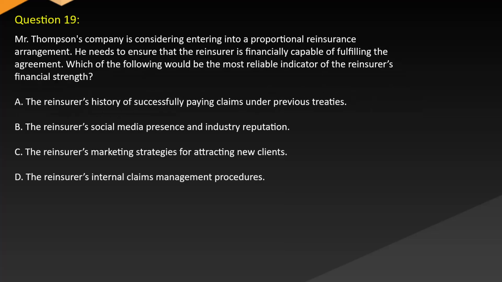Question 19. Mr. Thompson's company is considering entering into a proportional reinsurance arrangement. He needs to ensure that the reinsurer is financially capable of fulfilling the agreement. Which of the following would be the most reliable indicator of the reinsurer's financial strength? A. The reinsurer's history of successfully paying claims under previous treaties. B. The reinsurer's social media presence and industry reputation. C. The reinsurer's marketing strategies for attracting new clients. D. The reinsurer's internal claims management procedures.